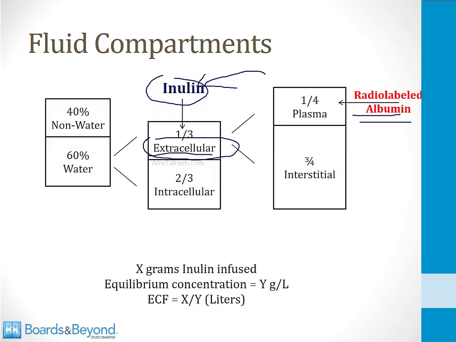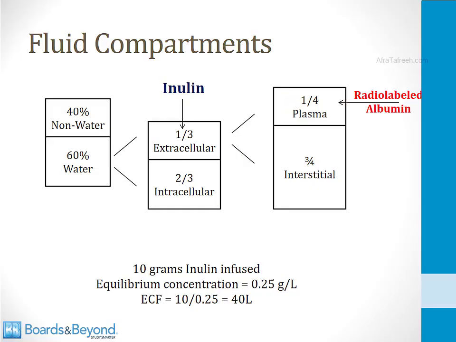Radiolabeled albumin is just a version of albumin that can be measured experimentally, and albumin has the property that it stays in the plasma. It does not cross capillary membranes. So if you infuse radiolabeled albumin and you measure the concentration, you can determine the plasma volume. So the way these experiments are done is shown at the bottom of the screen. For example, if you infuse X grams of inulin into a research volunteer and the equilibrium concentration is Y grams per liter, then in the case of inulin, which stays in the extracellular space, the extracellular fluid volume will be X divided by Y liters.